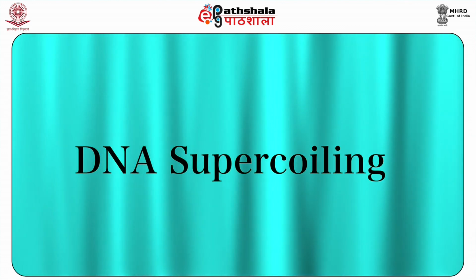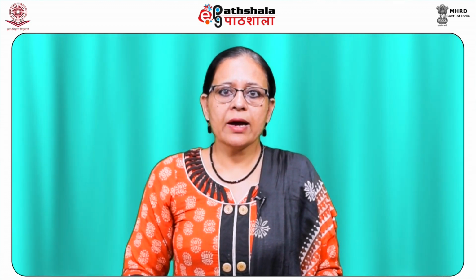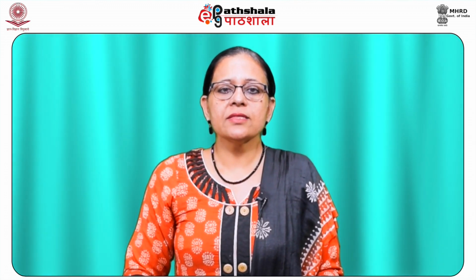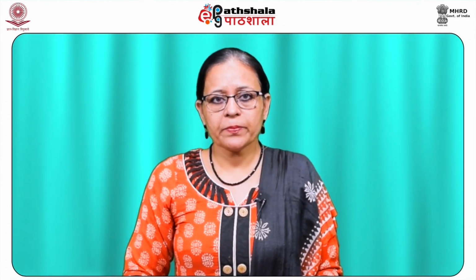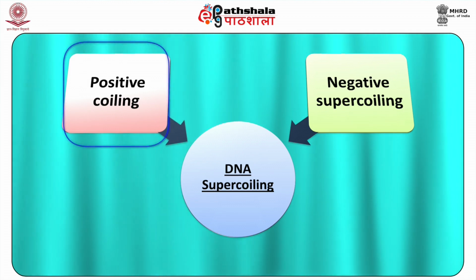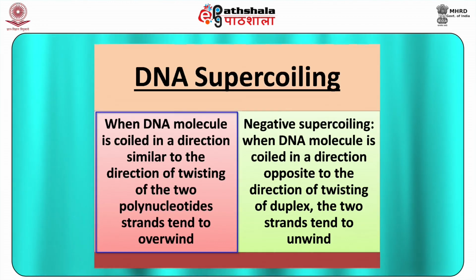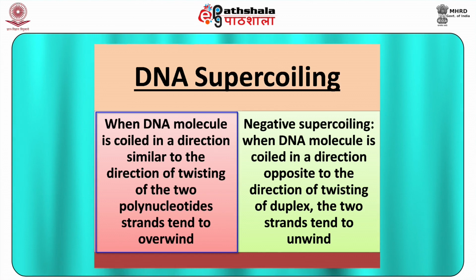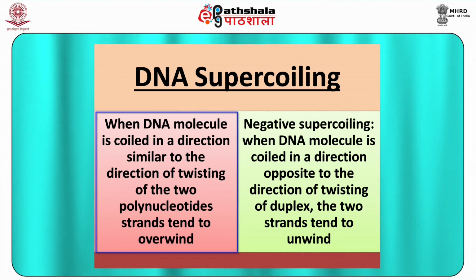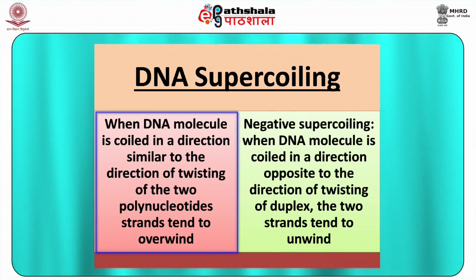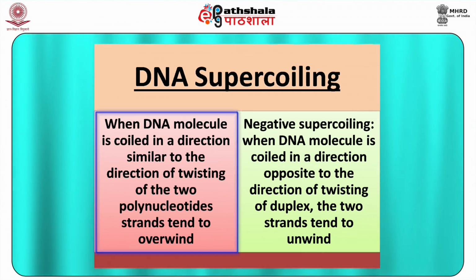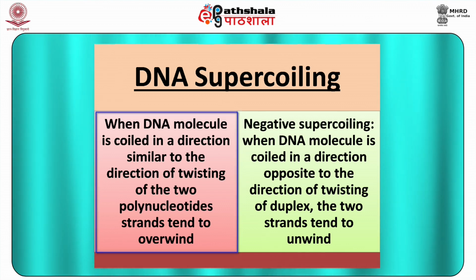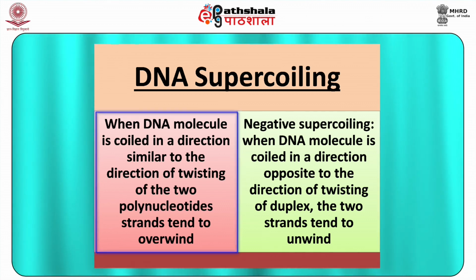DNA supercoiling. Supercoiling of DNA was discovered by Vinograd and co-workers in 1963. The coiling of DNA could be of two types. First, positive coiling, when the DNA molecule is coiled in a direction similar to the direction of twisting of the two polynucleotide strands, which tend to overwind. This type is called positive supercoiling and is formed in eukaryotic chromosomes.